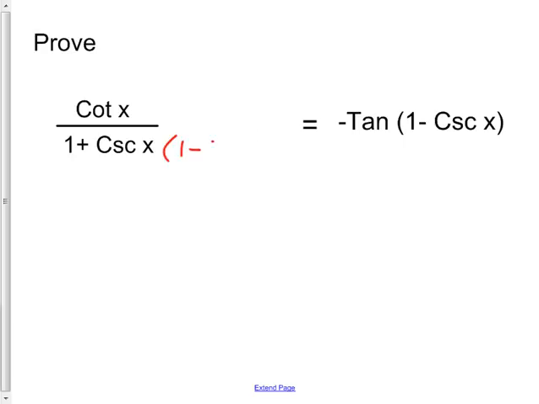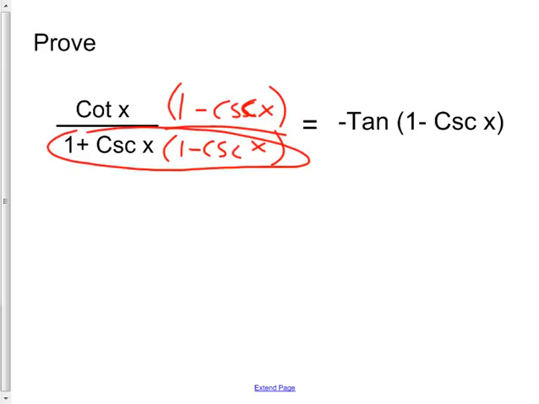I'm going to go 1 minus cosecant x, 1 minus cosecant x, and the point of doing that is the bottom becomes nice. It becomes 1 squared, which is 1. Outside and inside are opposites of each other, so they cancel. And the last becomes minus cosecant squared.